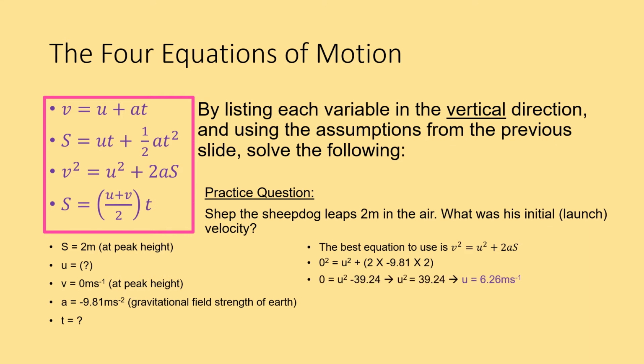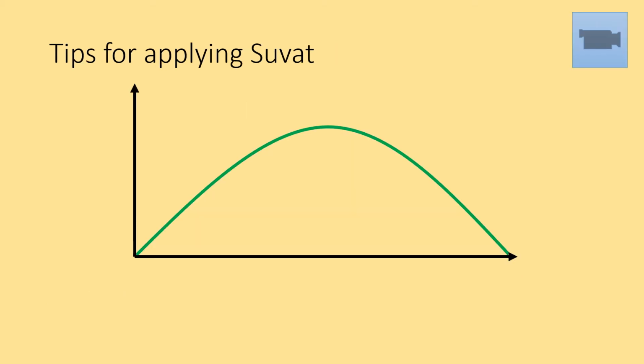This gives us 0 equals u squared minus 39.24, meaning that u squared is 39.24, giving u to be 6.26 meters per second. Okay, so when we apply SUVAT, for example, in this projectiles question, we're going to look at projectiles in a moment, but let's think about all of the little SUVAT foibles.